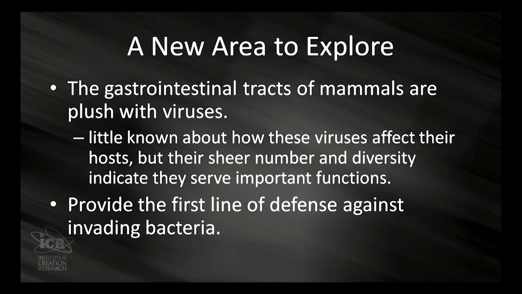The gastrointestinal tract of mammals is plush with viruses, including yours. And they provide the first line of defense against invading bacteria. The reason most of the invading bacteria don't cause a problem is because the good bacteria have filled up all the apartments. There's no room. So when the bad bacteria come in, and of course every time you eat something, you end up taking in some bad bacteria, the bad bacteria go through the system, and there's no room at the end. There's no place to stay. So they go right outside, and you excrete the pathogenic bacteria.